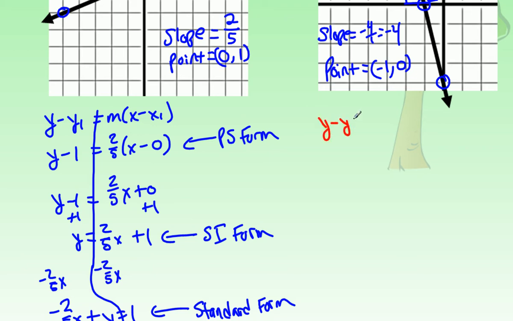y minus y1 equals m, x minus x1. y minus 0 equals negative 4, x minus negative 1, which this minus a negative 1 is going to turn into a plus 1. So there is my point slope form.